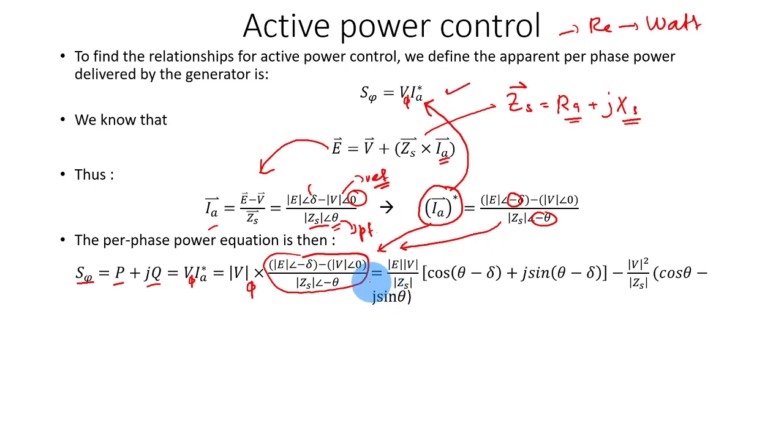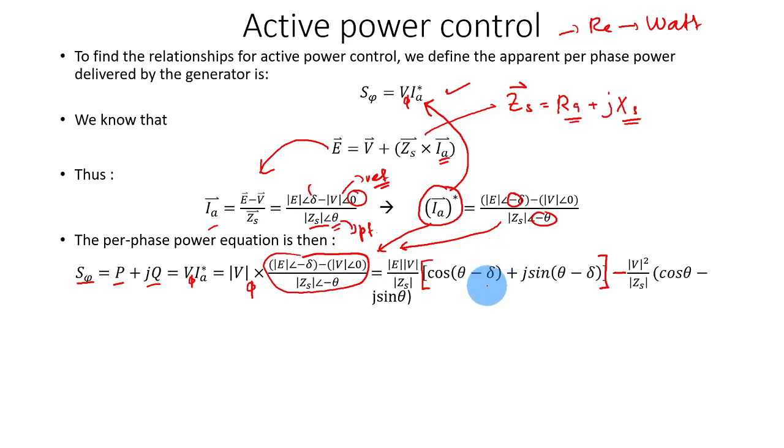After that we expand the equation. E multiplied by V divided by ZS, times cosine of theta minus delta plus j sine of theta minus delta, minus V squared divided by the synchronous impedance ZS, multiplied by cosine theta minus j sine theta. This is just mathematics, expanding the equation in terms of cosine and sine.